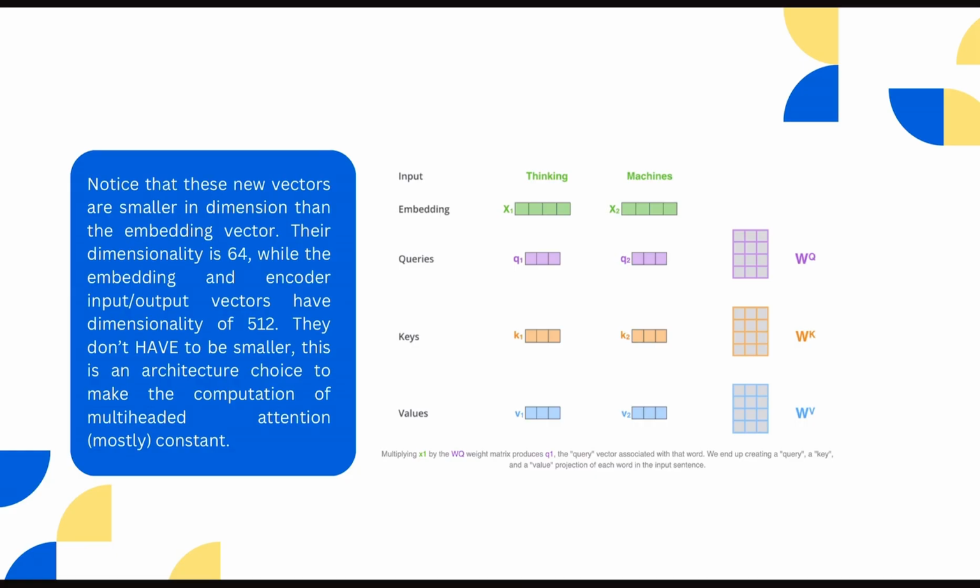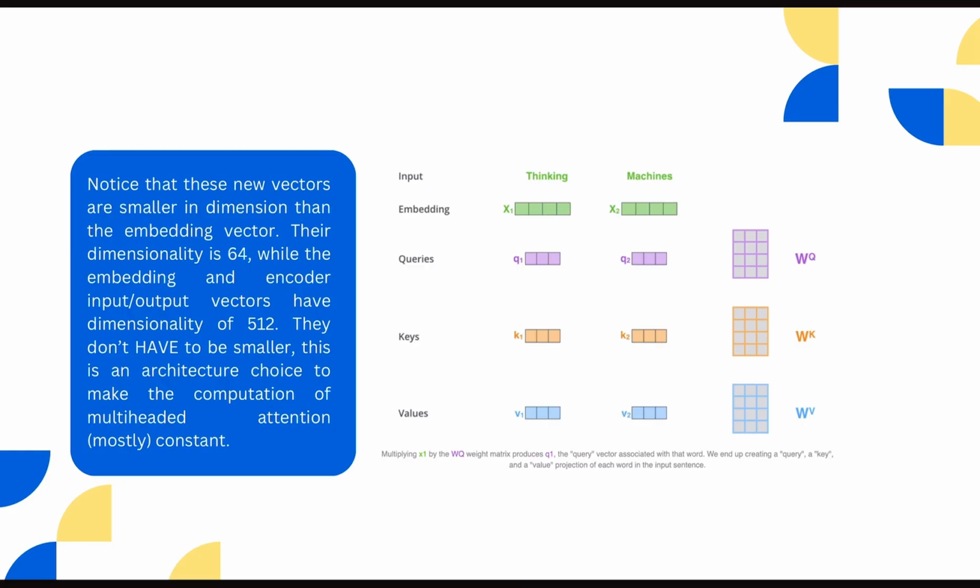The dimension of the query, key and value vectors is smaller than the embedding vectors. Notice that these new vectors are smaller in dimension than the embedding vector. Their dimensionality is 64, while the embedding and the encoder input and output vectors have a dimensionality of 512. They don't have to be smaller. This is an architecture choice to make the computation of multi-head attention more constant. What does that mean? It can be more, it can be less, depending on the architecture design that we are building upon.